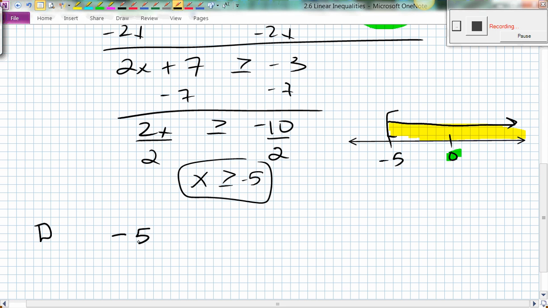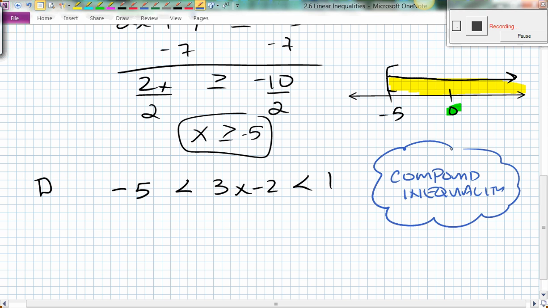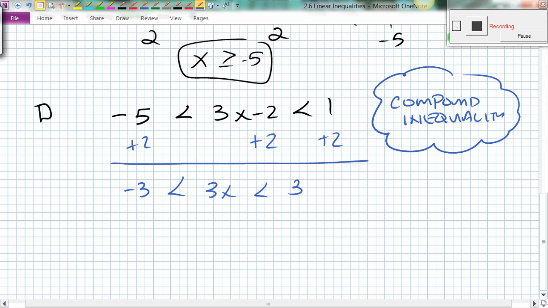Check this one out. How about negative 5 less than 3x minus 2 less than 1? Now this is a compound inequality. You do want to keep x in the middle, yes. Gus, what do you think, buddy? Add 2 everywhere, because I want to undo everything to isolate x. Got it? So, negative 3 less than 3x less than 3, good. Now what do we do? Divide by 3 everywhere, correct? Okay. So, negative 1 is less than x is less than 1.